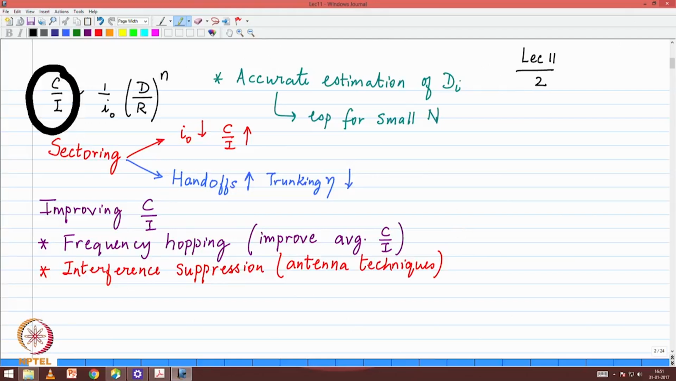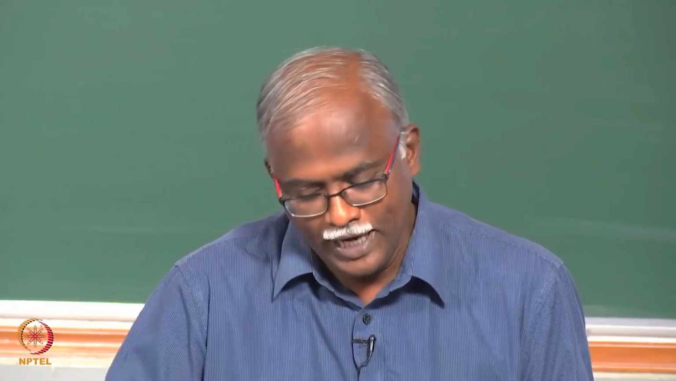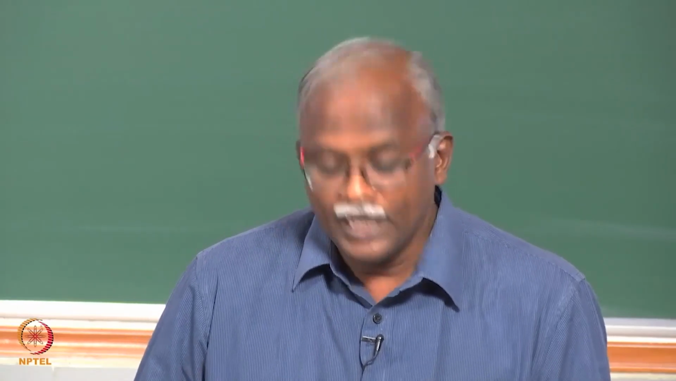Sectoring, as we saw, gave us an ability to reduce the number of tier 1 interferers. Automatically that means C over I would go up. The drawback of sectoring was that you would have more handoffs, but more than the handoffs, you are actually going to affect yourself in terms of the trunking efficiency, as we will see in today's lecture. Other ways of improving C over I.